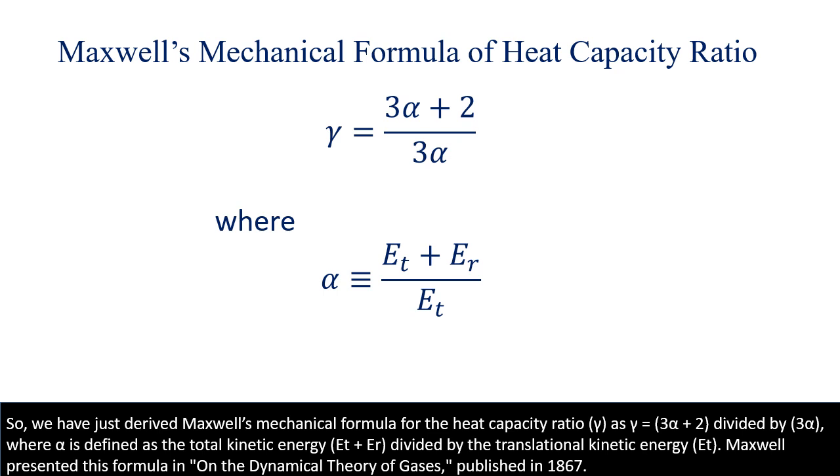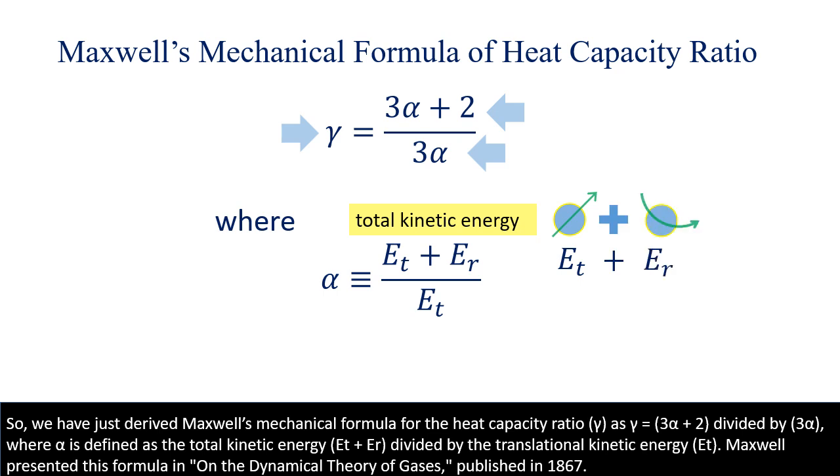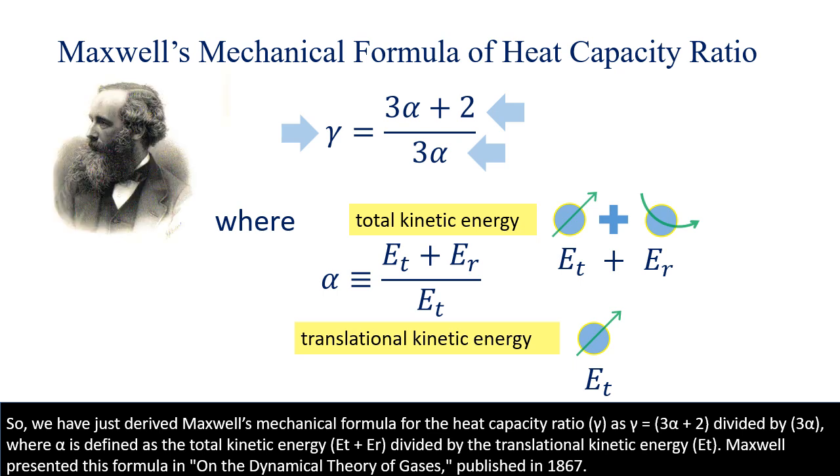So, we have just derived Maxwell's mechanical formula for the heat capacity ratio, gamma, as gamma equals 3 alpha plus 2, divided by 3 alpha, where alpha is defined as the total kinetic energy, ET plus ER, divided by the translational kinetic energy, ET. Maxwell presented this formula in On the Dynamical Theory of Gases, published in 1867.